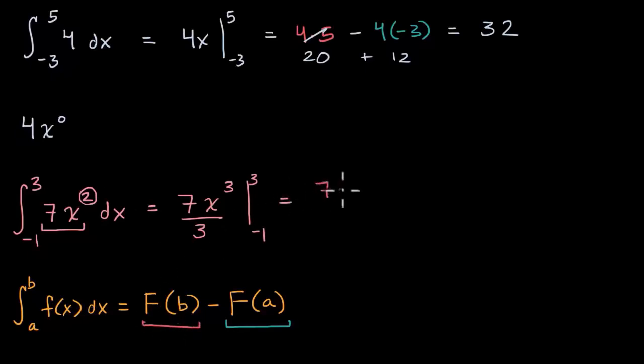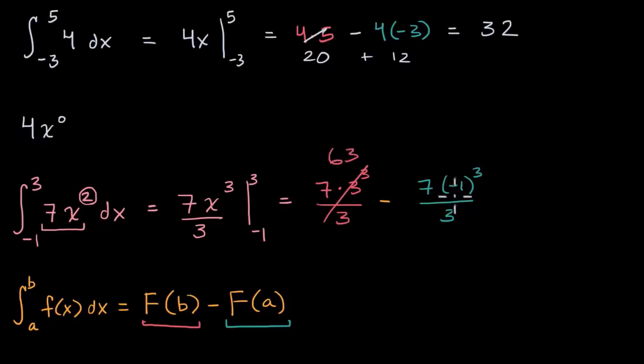So evaluating it at our upper bound, it's going to be 7 times 3 to the third over 3. And then from that, we are going to subtract this capital F of x, the antiderivative, evaluated at the lower bound. So that is going to be 7 times -1 to the third, all of that over 3. And so this first expression is going to be 7 times 3 to the third over 3. This is 27 over 3. This is going to be the same thing as 7 times 9. So this is going to be 63.